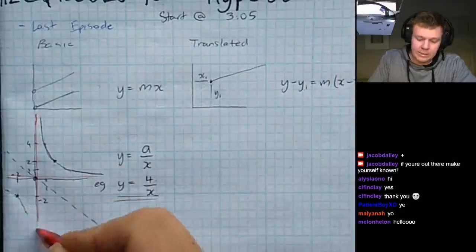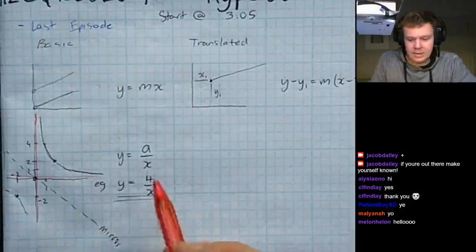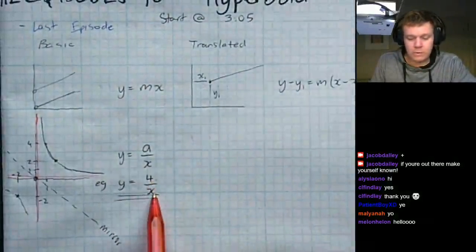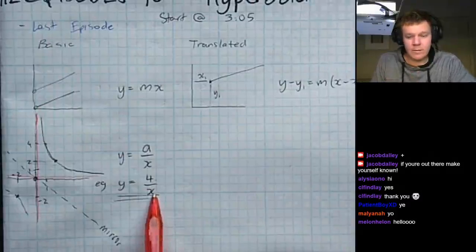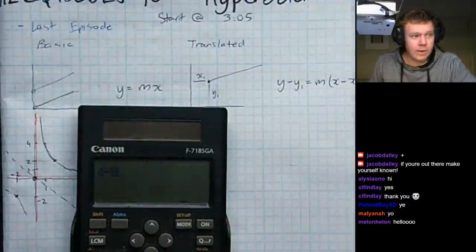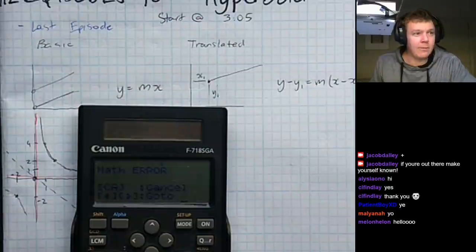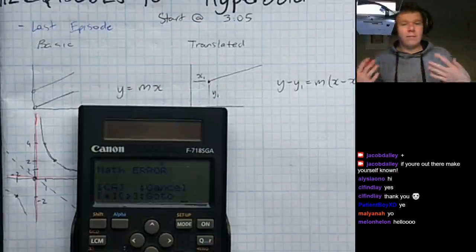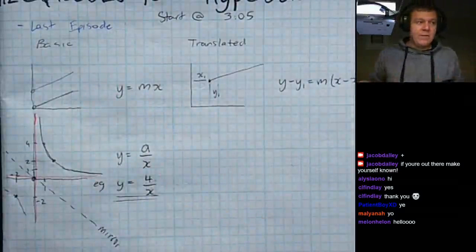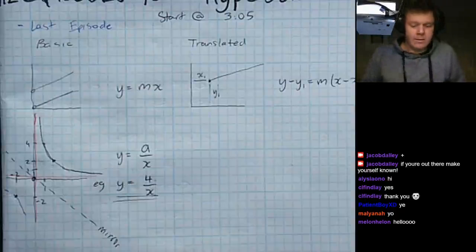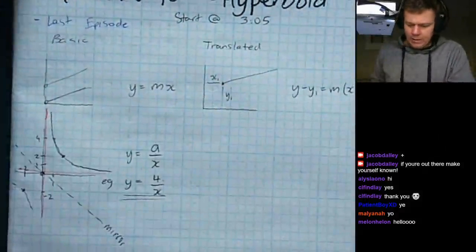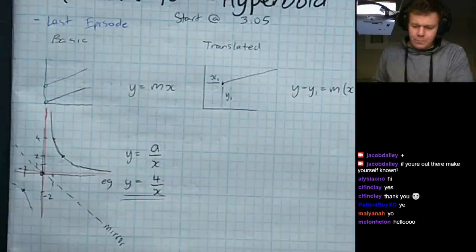So really there's no solution at x equals 0, because you've got a situation where you've got 4 divided by 0, and everyone knows if you put 4 divided by 0 in your calculator, you're going to get a math error. That's just because it's tending to get there, but it never actually gets there. You can't divide by 0, therefore your hyperbola never gets there, and that's the asymptote.